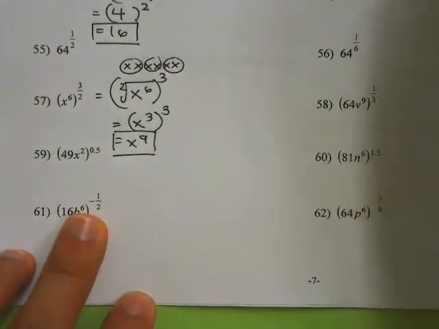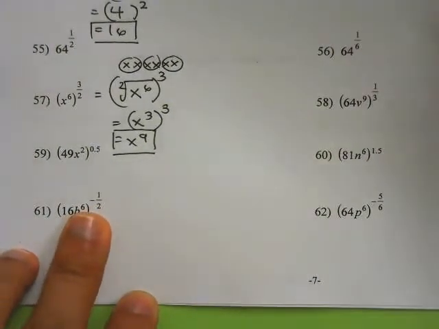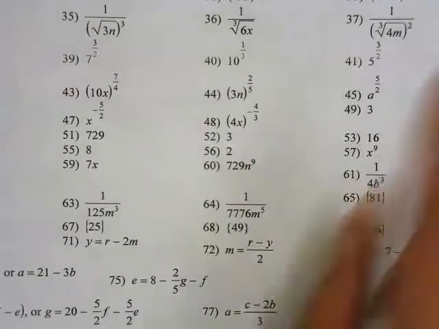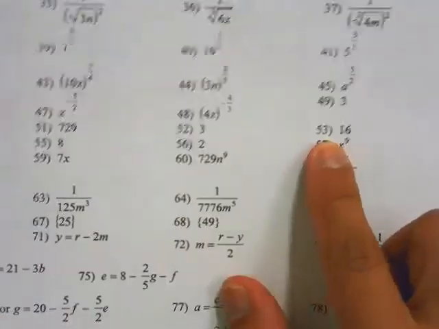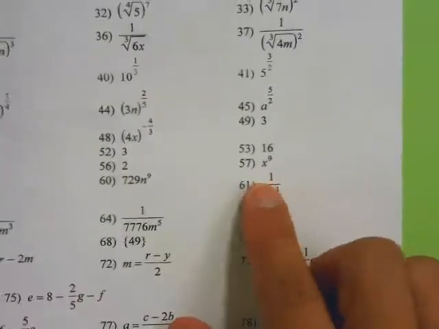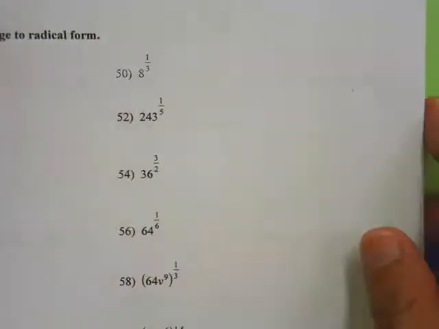Well, let's check to make sure that works. 53 and 57, right? Let's check that. 53 is 16. Good. And then 57, x to the 9th power. Okay, that's good. All right.